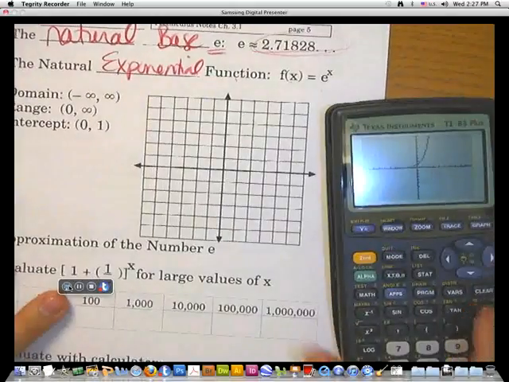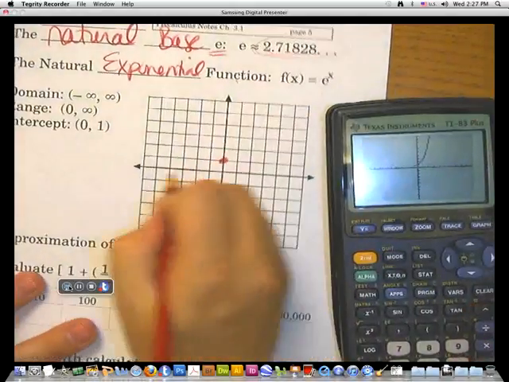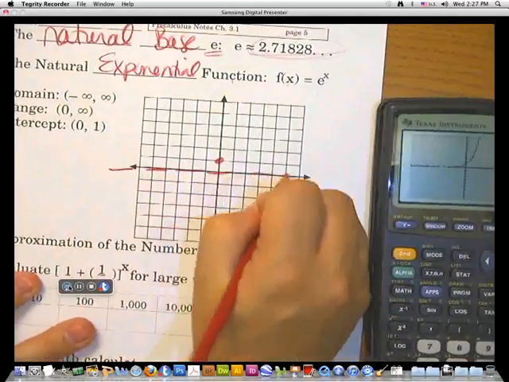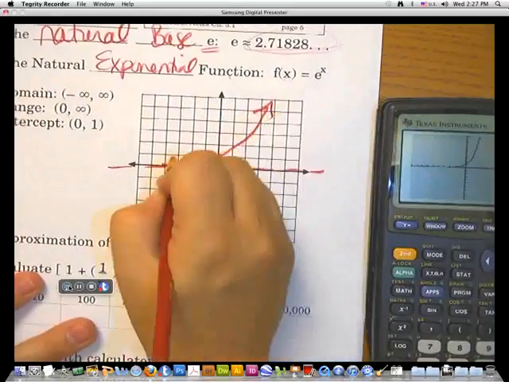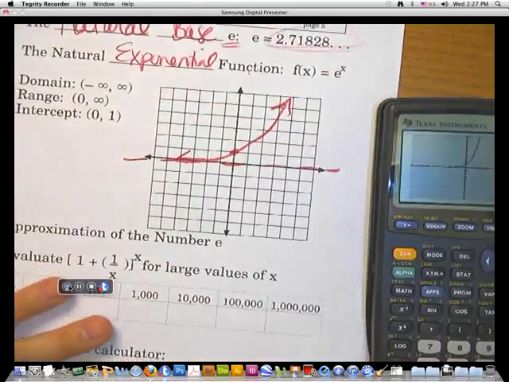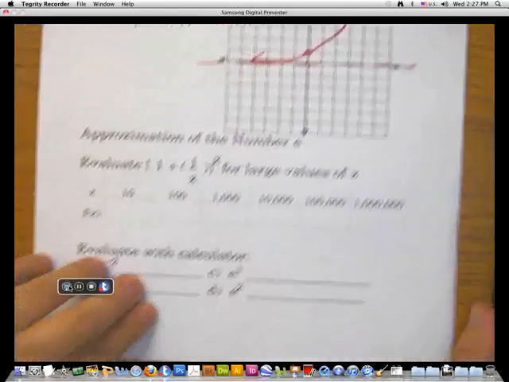It's very, very similar to the functions that we just had. It has a y-intercept. It approaches our x-axis as an asymptote.